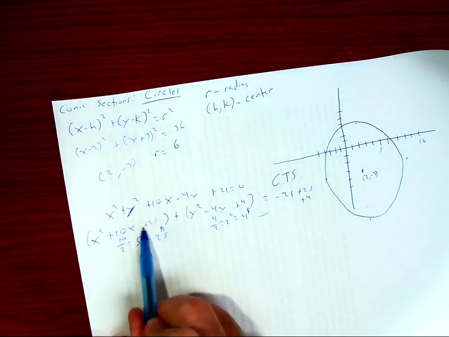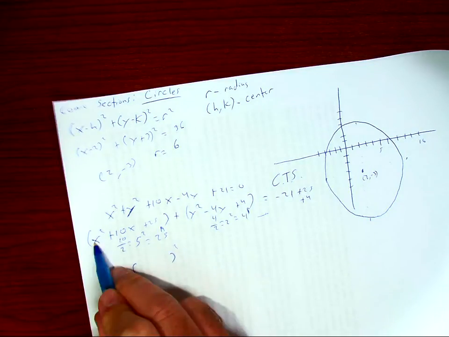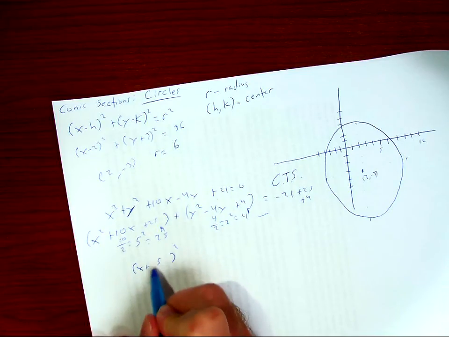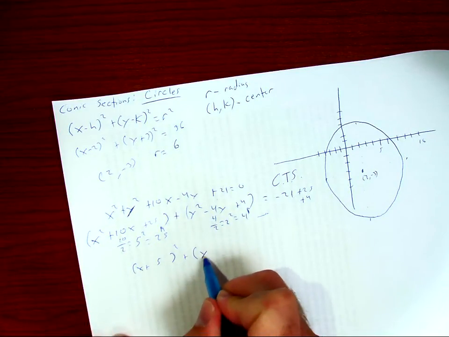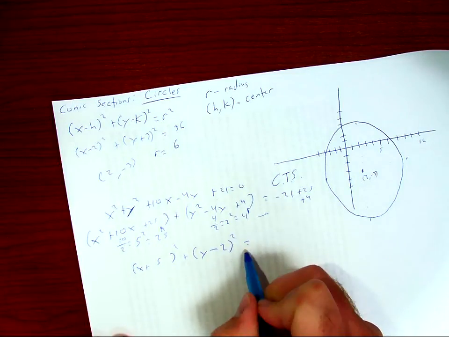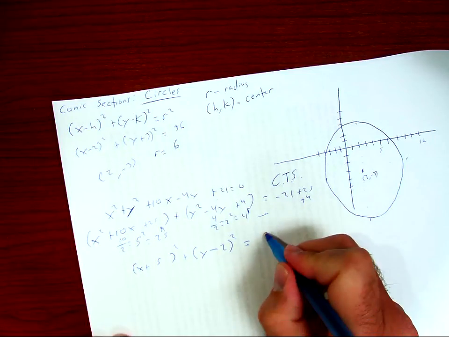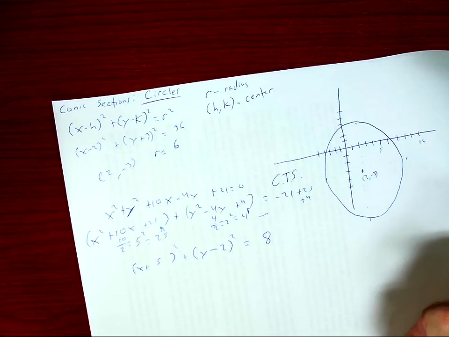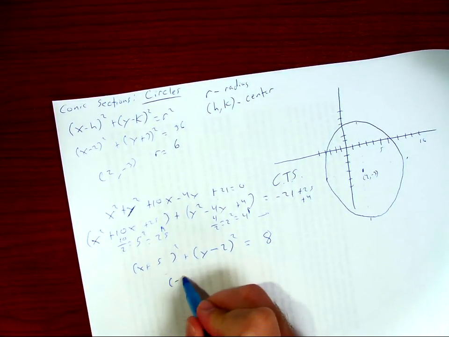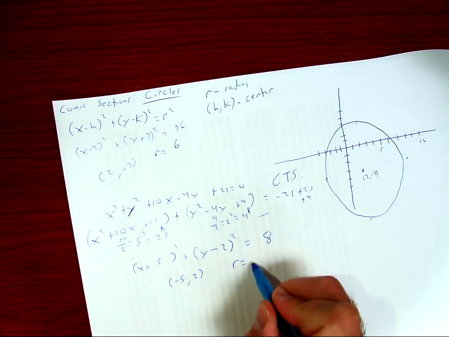So these are both perfect trinomial squares. So we can rewrite those right away. Bring down your first term, your first sign, and the square root of your last number. First term, first sign, square root of our last number. And over here, we're going to add all these together and get 8. Okay. So we can see that our h and k is -5 and 2, and our radius is square root of 8.